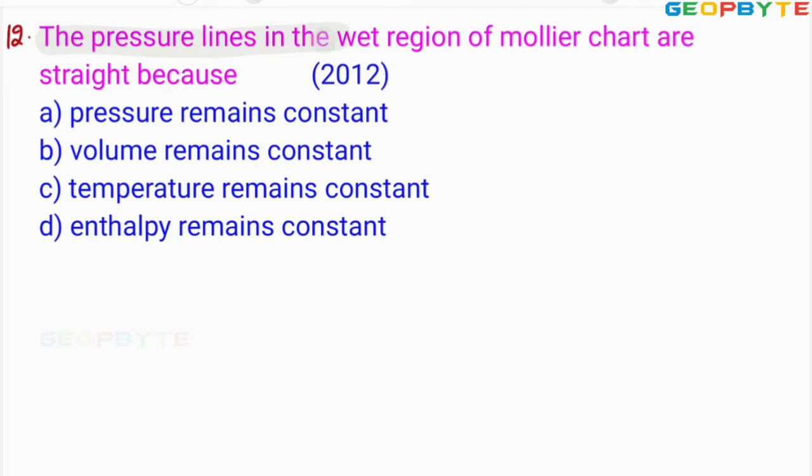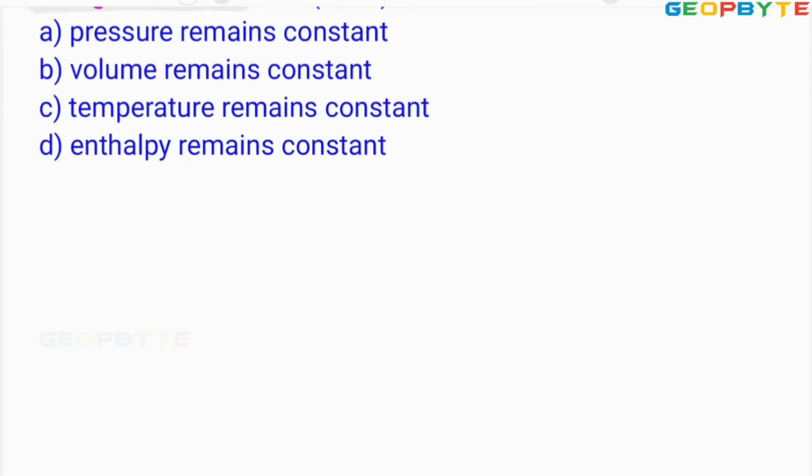The pressure lines in the wet region of Mollier chart are straight because Mollier diagram means HS diagram. The HS diagram is looking like this: enthalpy versus entropy diagram.